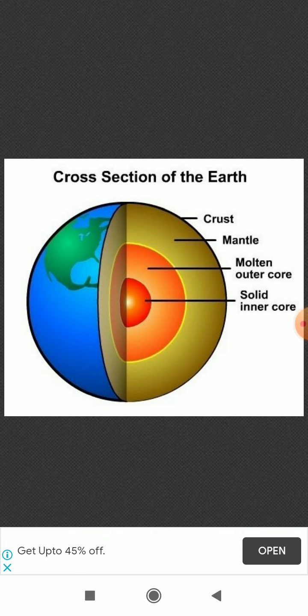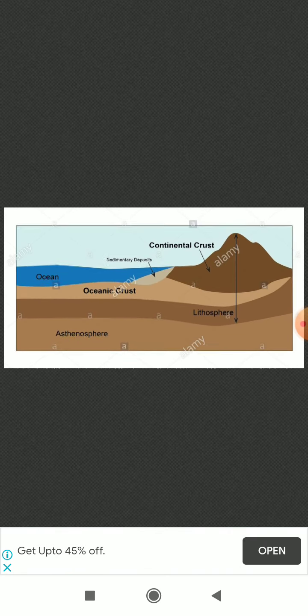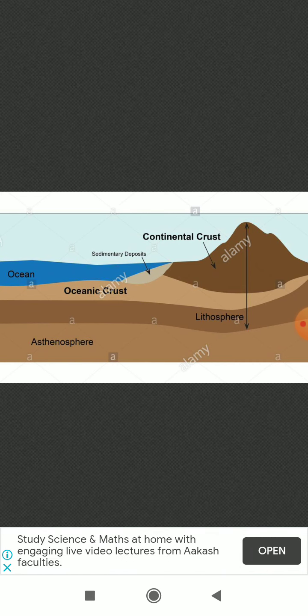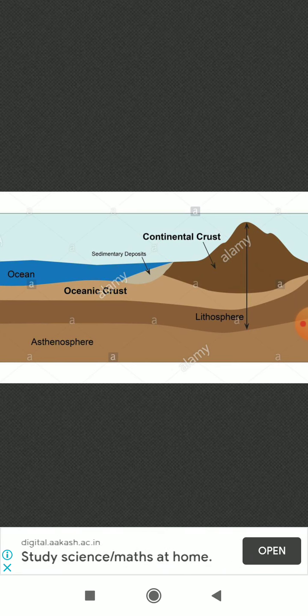Two distinct layers form the crust: the upper crust or the sial and the lower crust or the sima. Sial is mainly composed of the minerals silica and aluminium. It forms the continental crust, whereas sima is mainly composed of silica and magnesium. It forms the ocean floor.